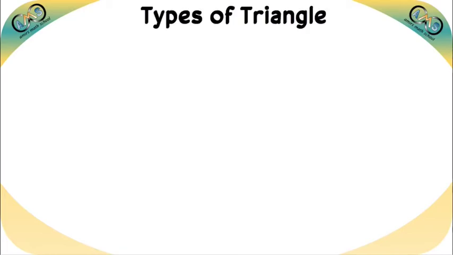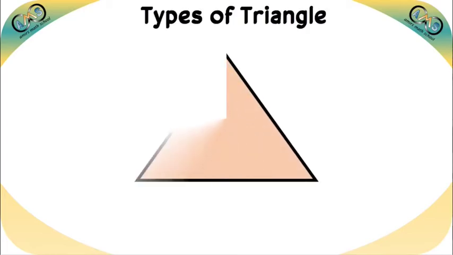In this video, we are going to learn how to find the area of various types of triangle. And we know a triangle is a plane figure bounded by three straight lines. Here, this one is the triangle and this one is the vertex.